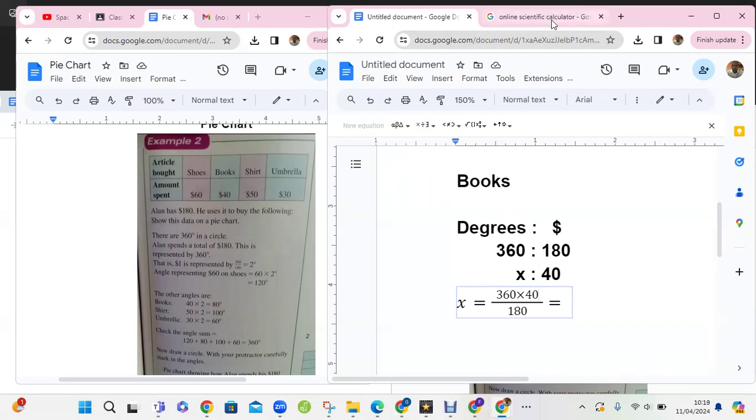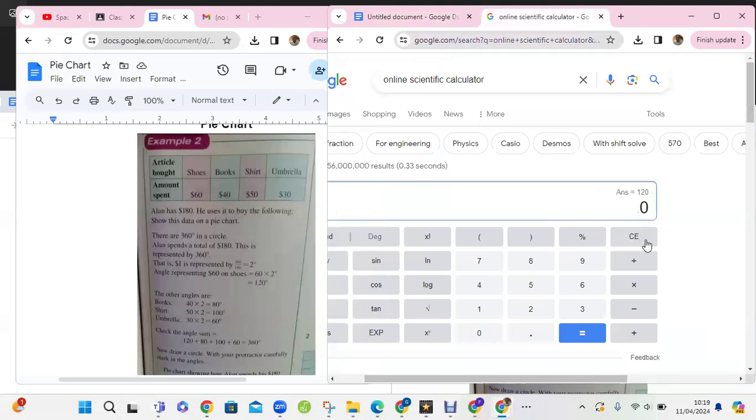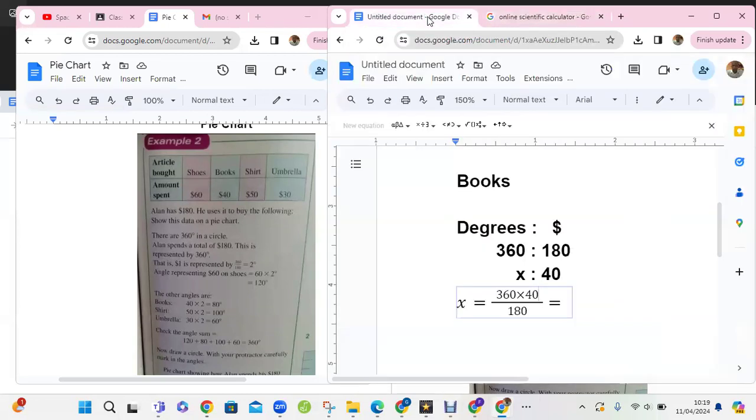The important thing is that we have to divide by the 180. So we use our online calculator: 40 times 360 divided by 180. And that's how we get 80 degrees for books. That's where you see here, they have 80 degrees for books done in a different way. But it's a four-step process that was applied. You repeat the same now for shirt.